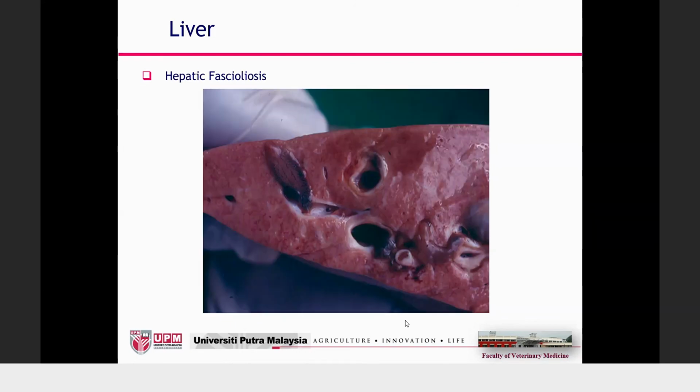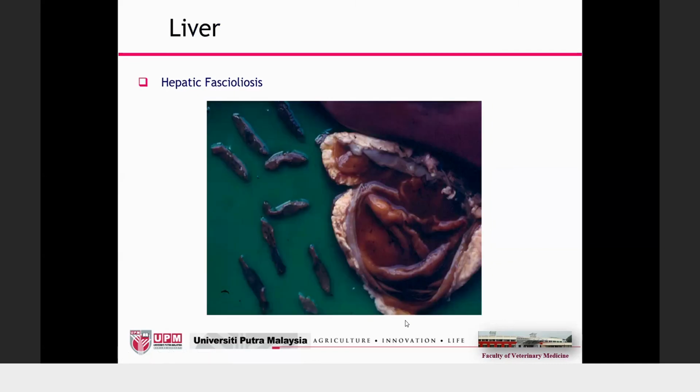This is how it looks when you look at the real case, from our lab, in our postmortem room. You can see that the liver flukes are present in the bile ducts. Of course, just looking at this, the bile duct is thickened. We call it bile duct hyperplasia. In this case, it is more towards proliferation of the bile duct in response to the presence of liver fluke in the bile ducts. And they are also present in the gallbladder.